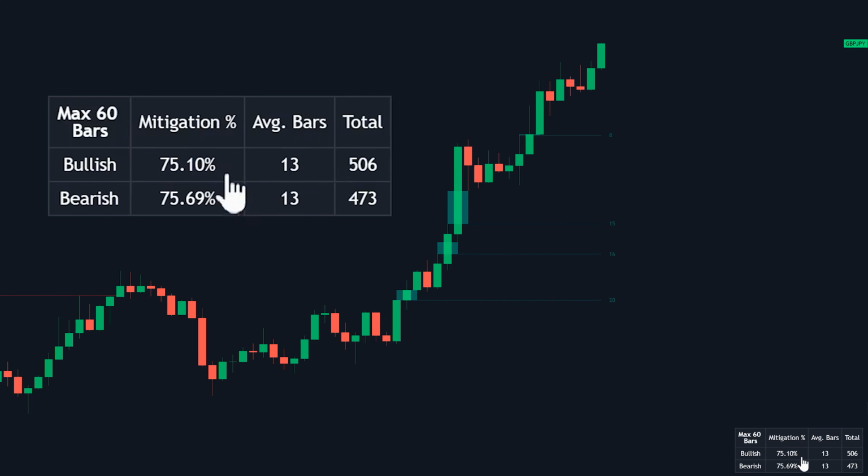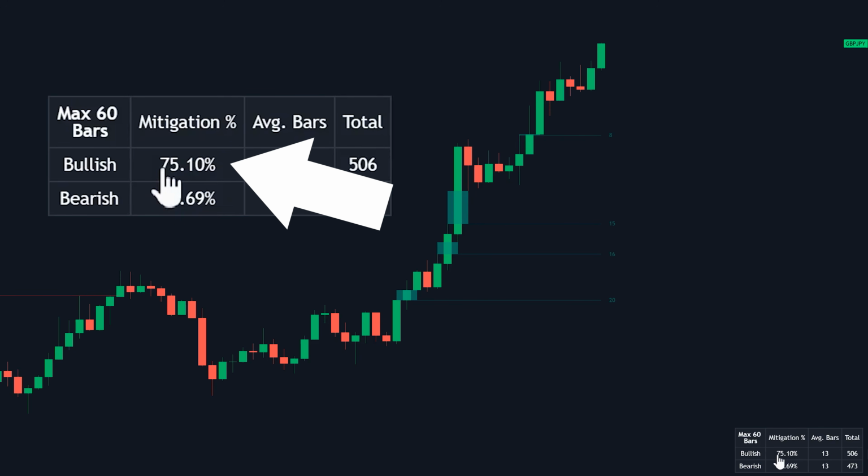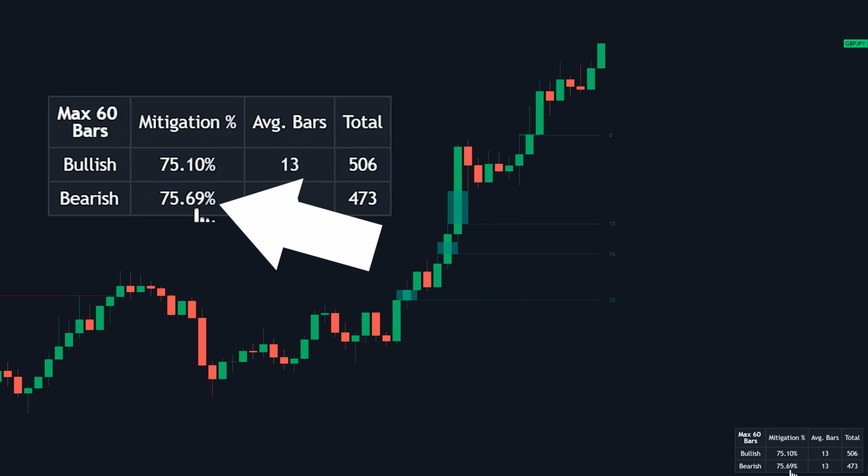Now, here we can see that over the last 60 candles, this is the percentage of bullish FVGs that were mitigated by the price, and this is the percentage of bearish FVGs that were mitigated by the price. And then we have the average bars before mitigation.